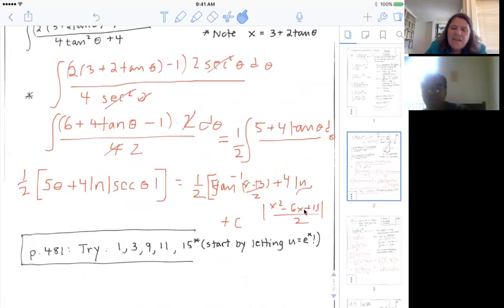Yeah. Okay. Just try a couple of those. These are just a few to try. And it's just completing the square and doing that. And then they usually turn into trig substitutions. Okay?